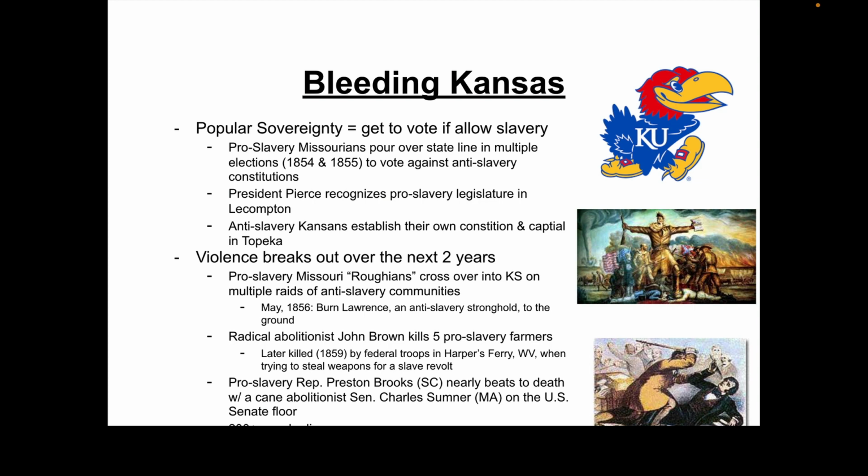And what ends up happening over the next 2 years as this process is going on, you see what are called these border ruffians coming over from Missouri. It's not enough for them to just come over and vote.